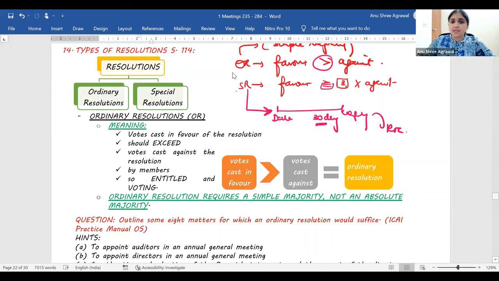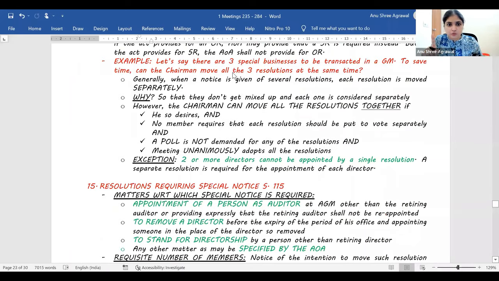Okay, now tell me, for many matters, can we pass one single resolution? No, each matter, separate resolution. But then, for all the matters put together, we can pass one single resolution if the chairman desires. Condition one, chairman is okay with it.